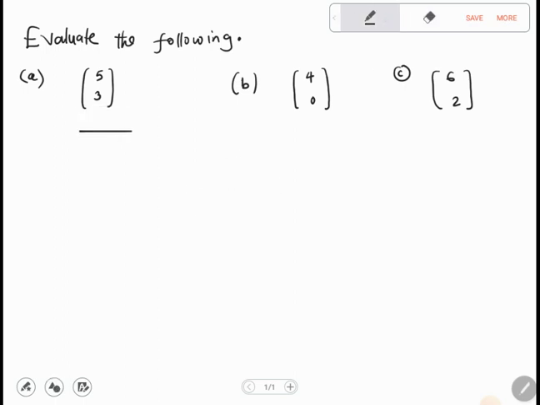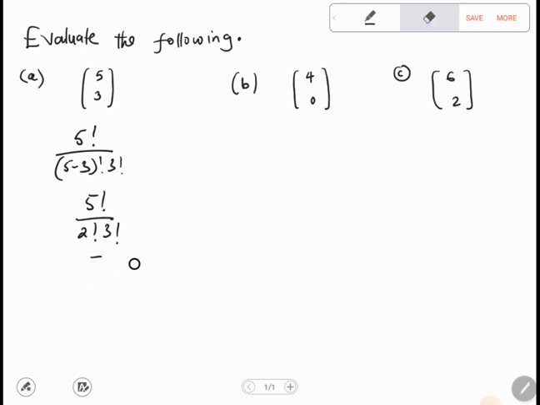So this is what we're going to do here. That will be 5 factorial, you divide by 5 minus 3 factorial, then again 3 factorial, which will be 5 factorial, you divide by 2 factorial times 3 factorial. Don't be tempted to say 2 times 3, then you say 6 factorial. No, please. So this is 5 factorial. You can keep one of these and suggest where you end.